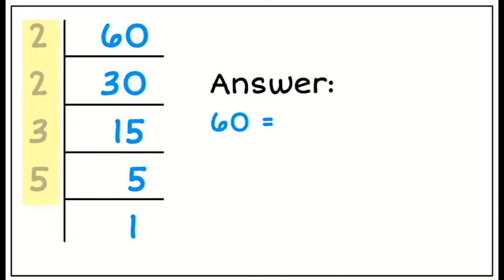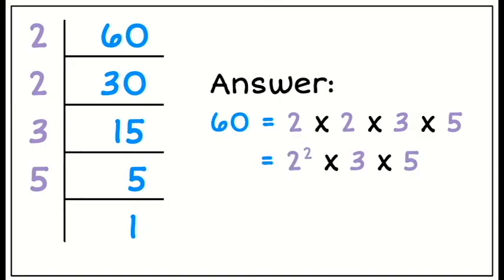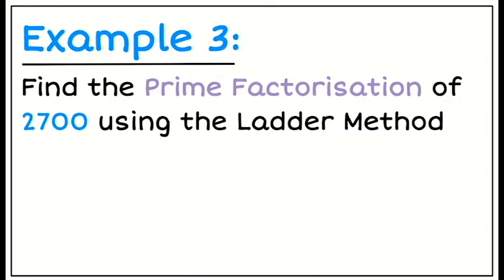So 60 is equal to all of those divisors being multiplied together. So 2 times 2 times 3 times 5, which is the same as 2 to the power of 2 times 3 times 5. Now where the ladder method is particularly useful is when you have large numbers. So like 2,700, this is quite a useful way to do it.